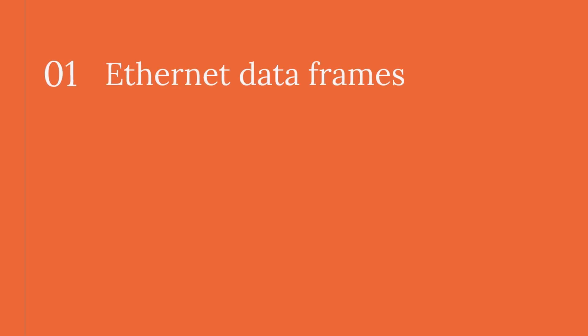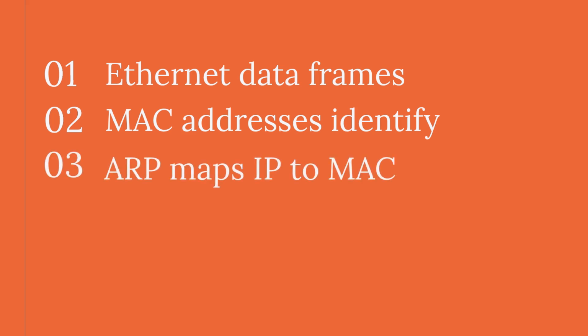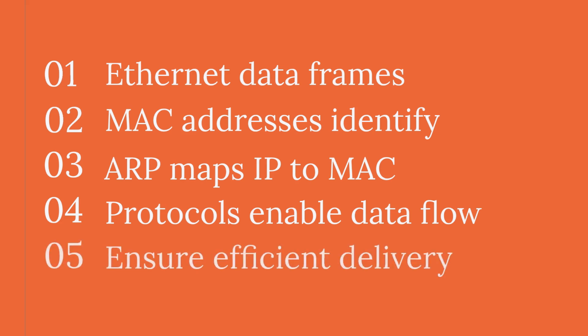Ethernet defines data frame transmission over networks. MAC addresses uniquely identify network interfaces. ARP maps IP to MAC addresses for local device discovery. These protocols enable reliable data movement over physical media. They ensure efficient local delivery.